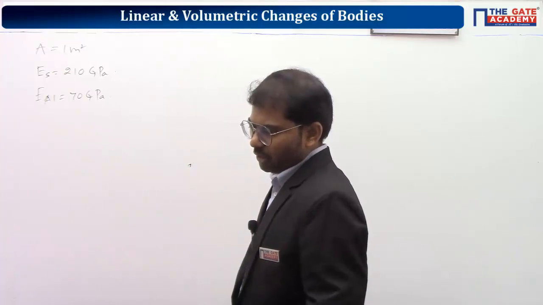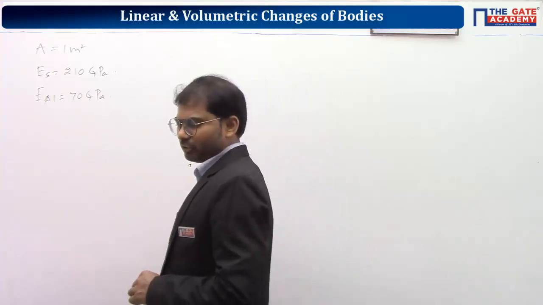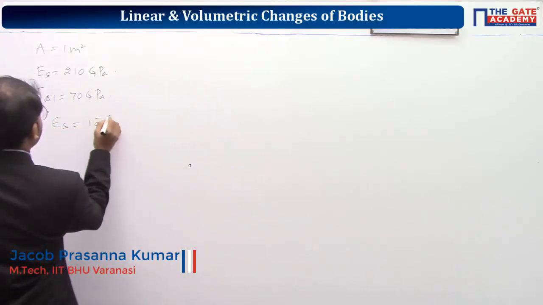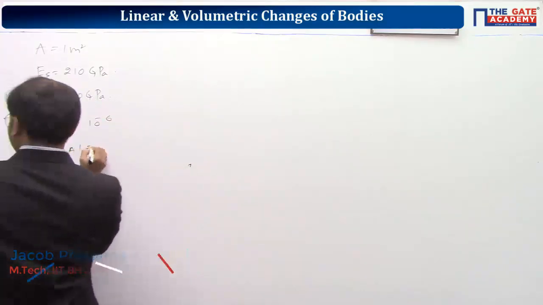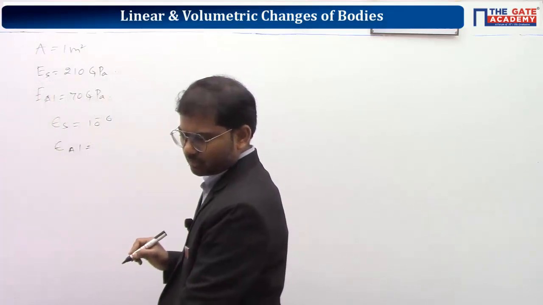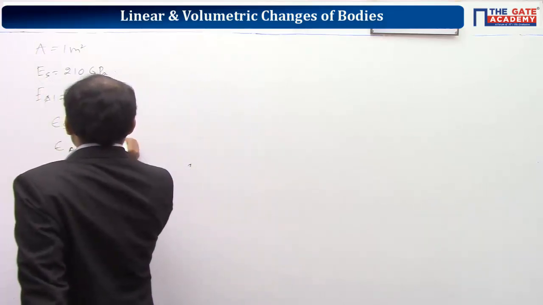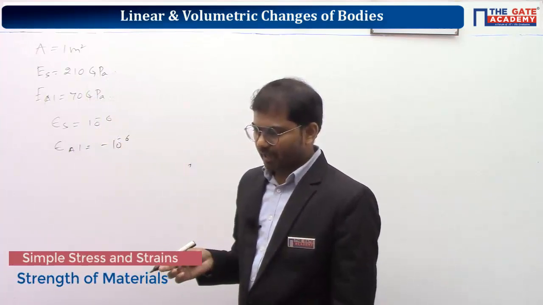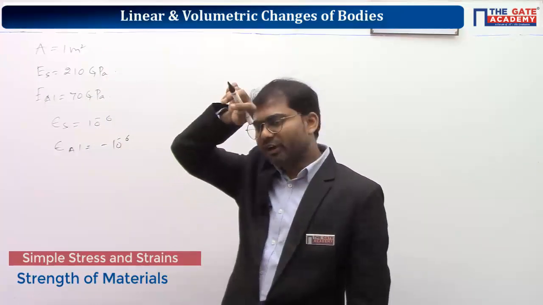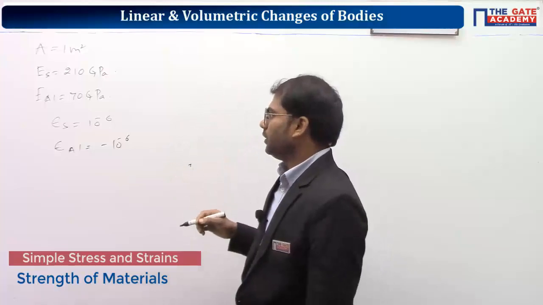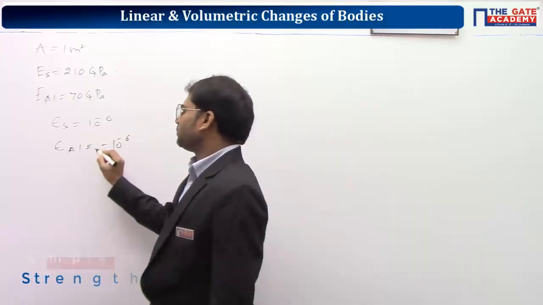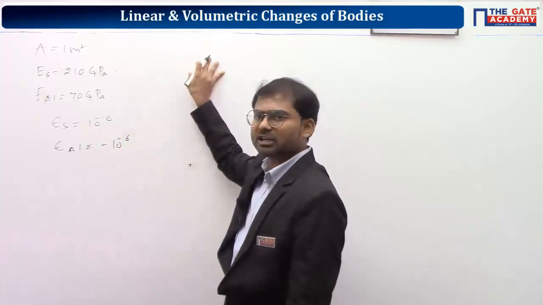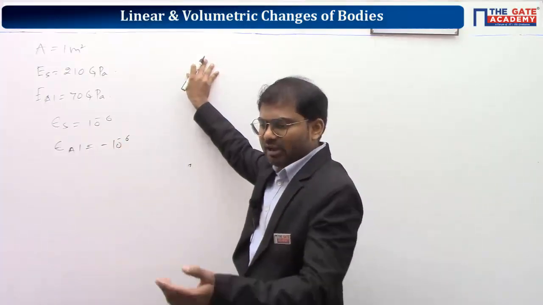As shown in the figure, to maintain tensile axial strain of magnitude 10 power of minus 6 in the steel bar, so strain in steel is 10 power of minus 6 and strain in aluminium is given as minus 10 power of minus 6. So the magnitude of the required force P along the indicated direction is... So we have to get the value of magnitude of force P. Here the Young's modulus of steel and aluminium and the strains are given. We should get the corresponding value of force P.